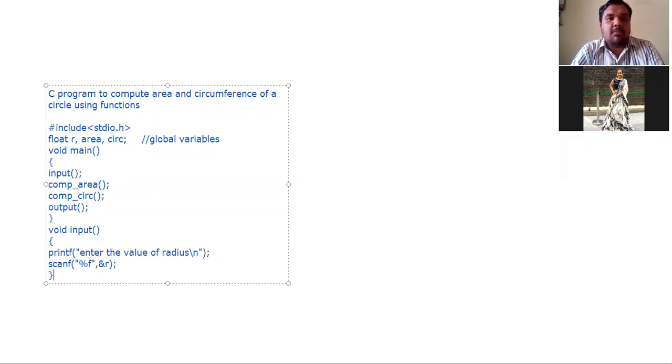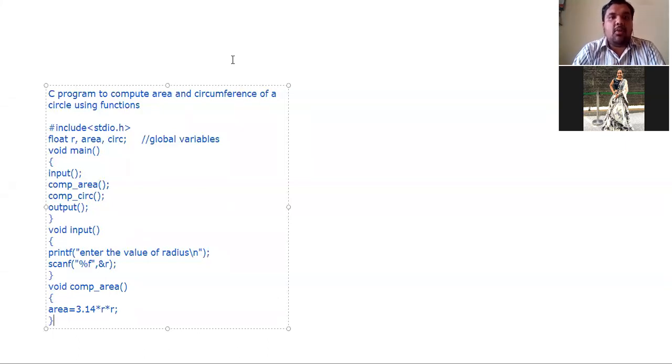Next, the control comes to the compute area function. What exactly happens in the compute area function? The area of the circle will be calculated. So now void comp_area. What is the formula for finding the area of a circle? It is pi r square. So that's why area is equals to 3.14 into r into r. Close the braces. That's all. We are done with computing area also.